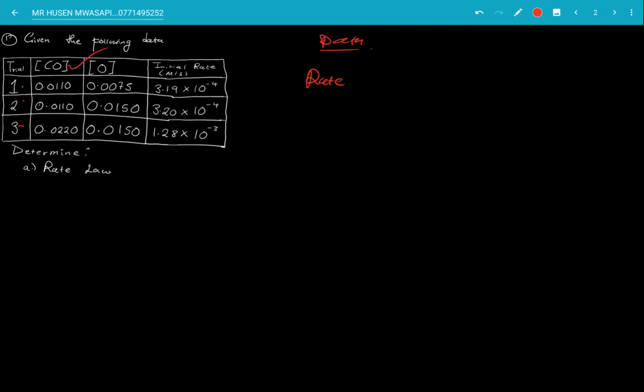Rate 3. So now rate 2 is going to be equivalent to the concentration of what? Carbon monoxide with respect to rate 2, then raised to the power of what? X. Then times the concentration of oxygen with the order of what? Y. Then this will be ratioed out to the rate of 3, which also has the concentration of carbon monoxide to the X over the concentration of oxygen to the Y.